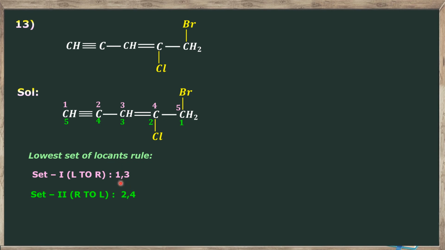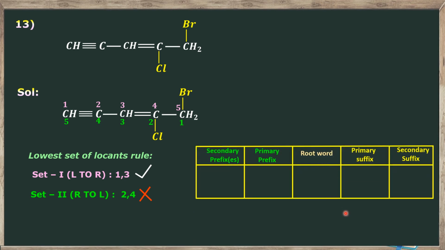Now we have to compare these two sets of locants term by term. So at the first point of difference, 1 is less than 2. So left to right numbering is the correct way of numbering, and numbering from right to left is the wrong way of numbering. So here root word is pent. Primary suffix, you can see here 2 primary suffixes are there here. Double bond is there, so it is en. Triple bond is there, it is yne. Okay, and 2 substituents, otherwise secondary prefixes are there, bromo and chloro.